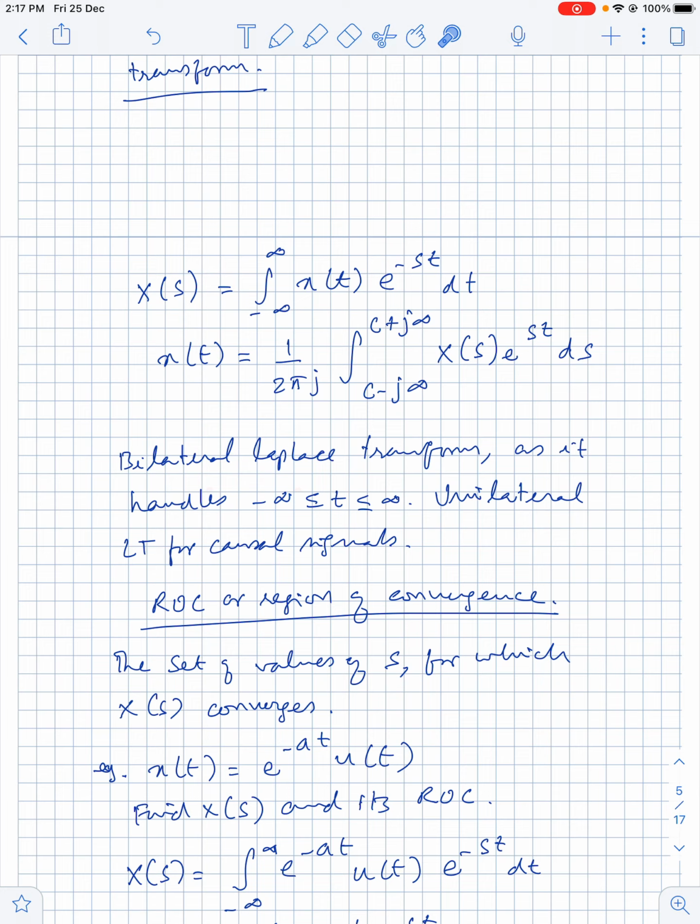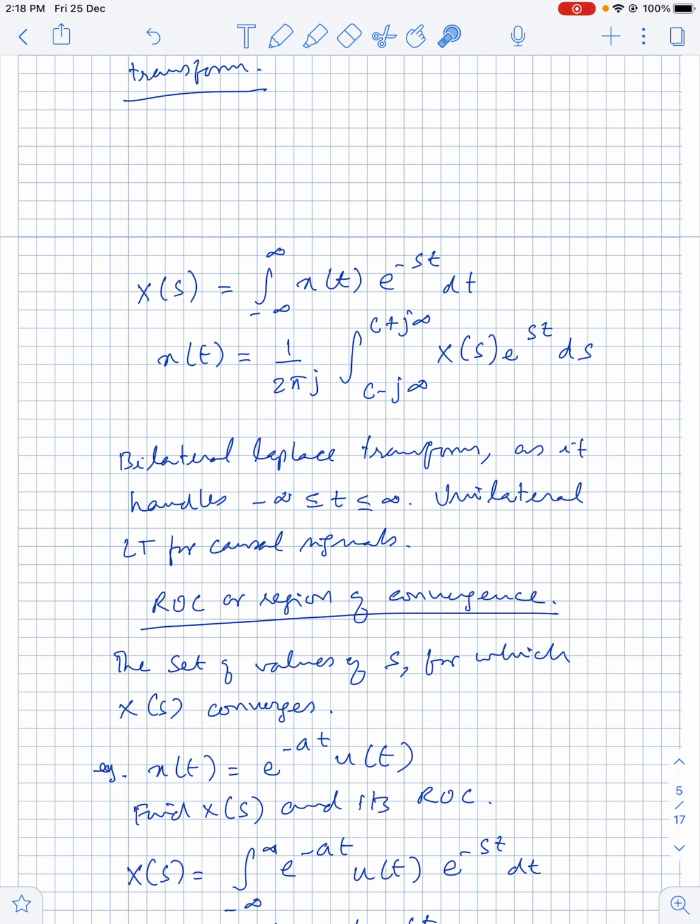Bilateral Laplace transform. In general, the Laplace transform can be used to look at signals which exist from minus infinity to plus infinity in t, both for t less than 0 and t greater than 0. Essentially it means it can represent both causal as well as non-causal signals. On the other hand, the unilateral Laplace transform is used for causal signals. That means we are restricting the analysis to between 0 and infinity.